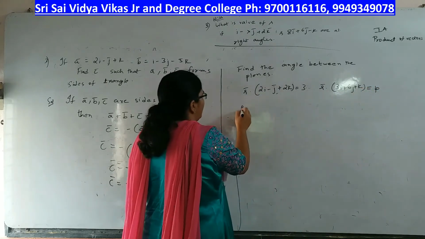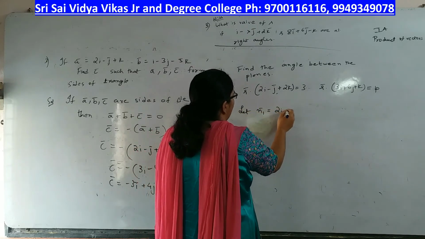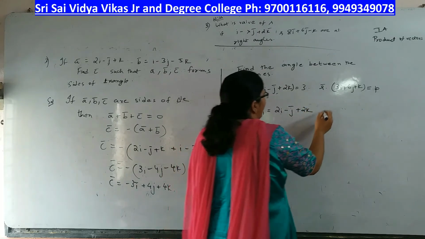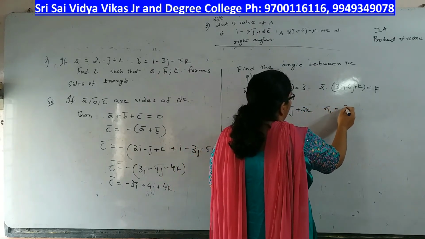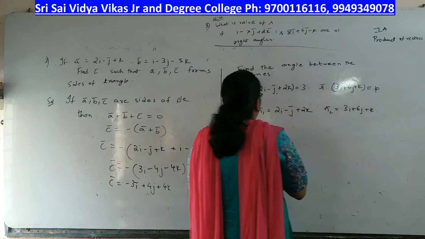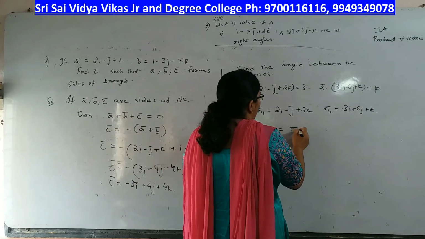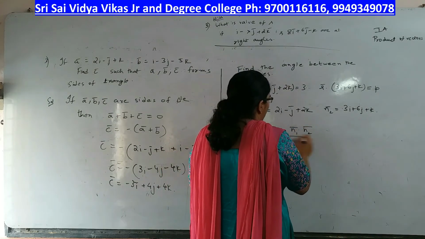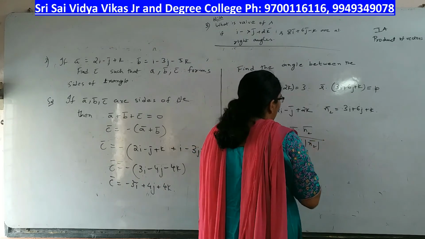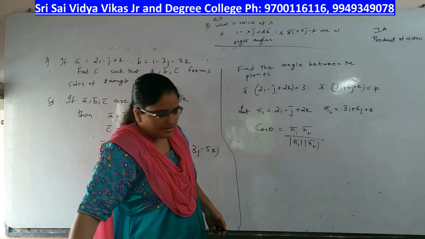Now let n1 bar is equal to 2i minus j plus 2k, n2 bar is equal to 3i plus 6j plus k. We have cos theta is equal to n1 dot n2 by modulus of n1 into modulus of n2 bar. This is the formula for the angle.